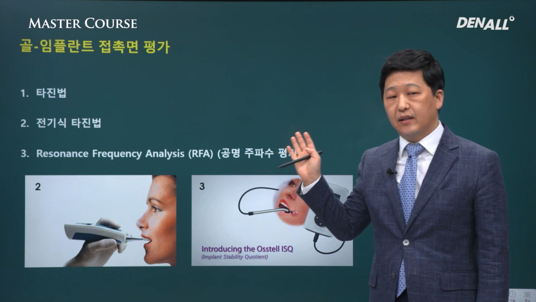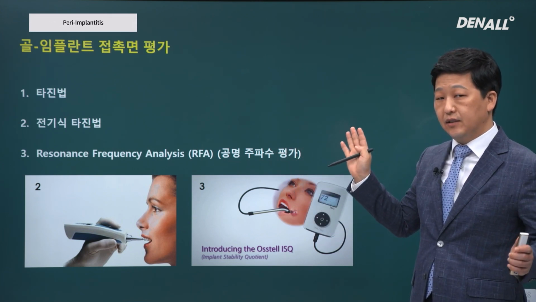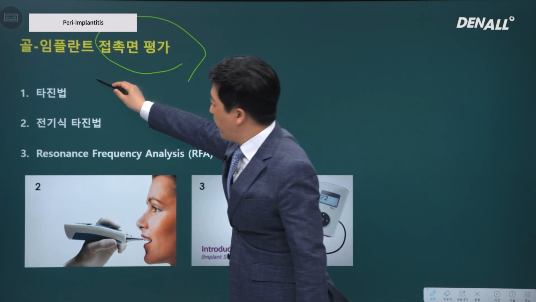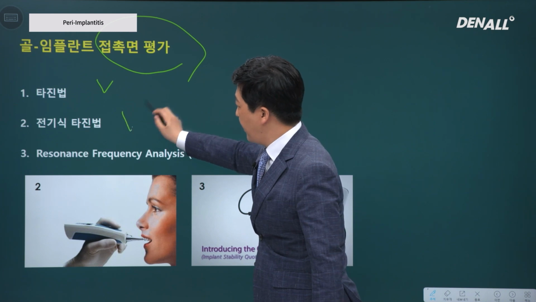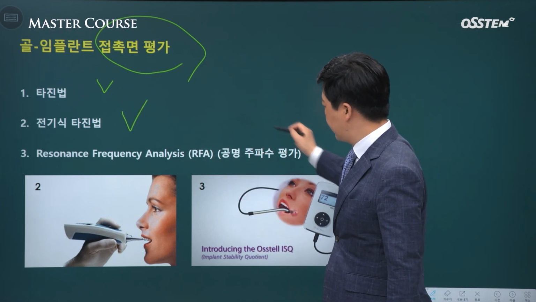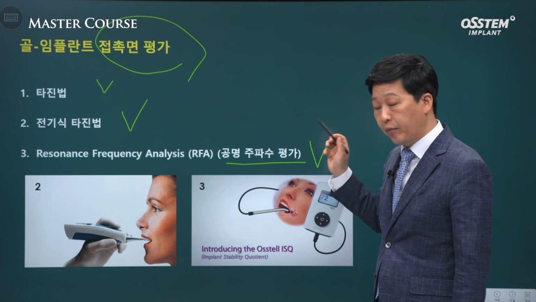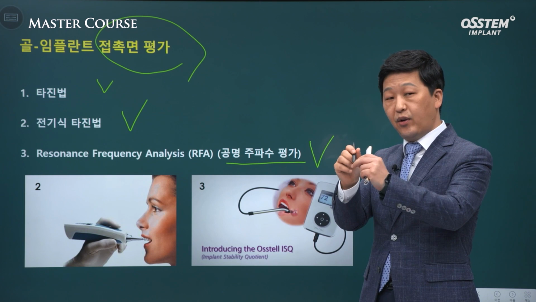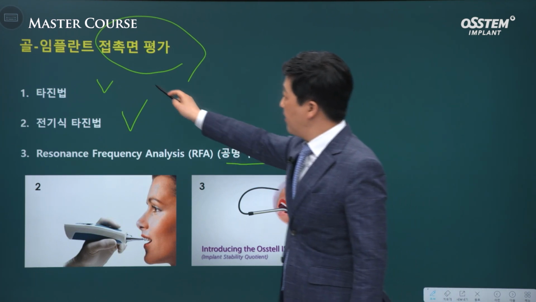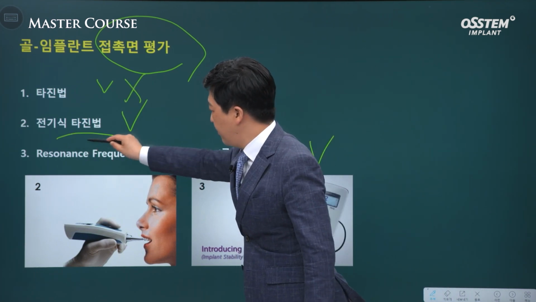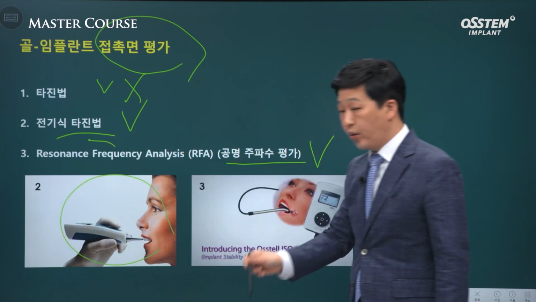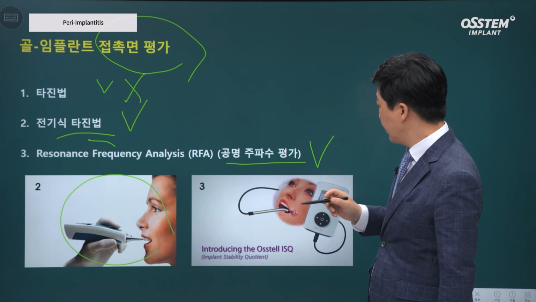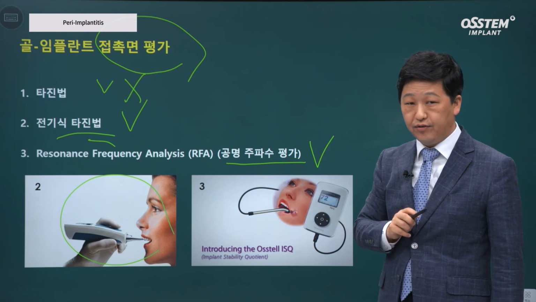Another way to diagnose peri-implantitis is to do proximal surface evaluation. We can do percussion test, electric percussion test, and RFA, or resonance frequency analysis. In the case of a percussion test, you use the back of the dental mirror. It's not really credible. In the case of electric percussion test, you use a dedicated tool to determine the level, and the most accurate is RFA.